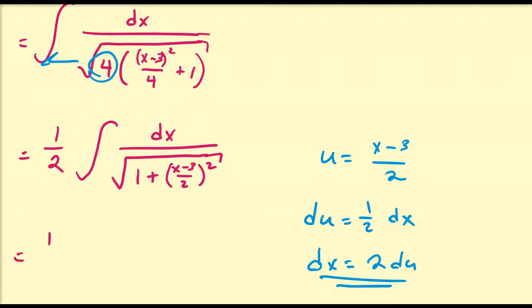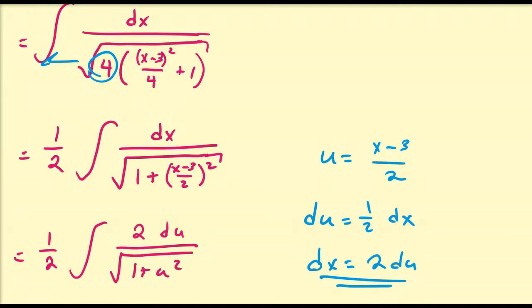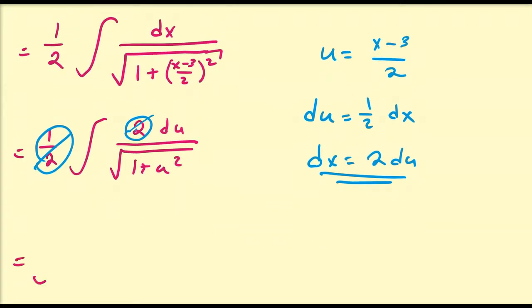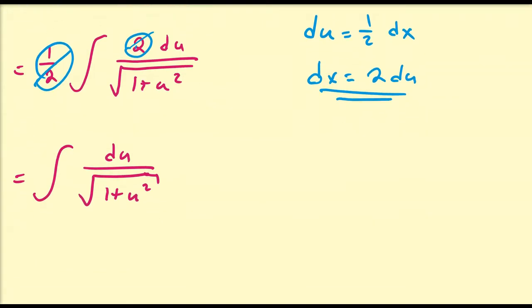So this is going to be equal to 1/2 times the integral, where dx is 2 du, all over the square root of 1 plus u squared. And we see that the 1/2 and the 2 will cancel, which is nice. So then we have the integral of du all over the square root of 1 plus u squared. Now we've set up our integral ready for trigonometric substitution.